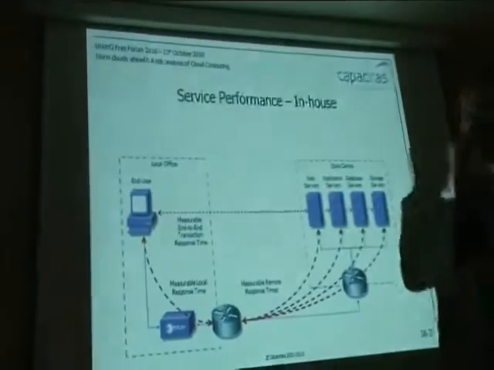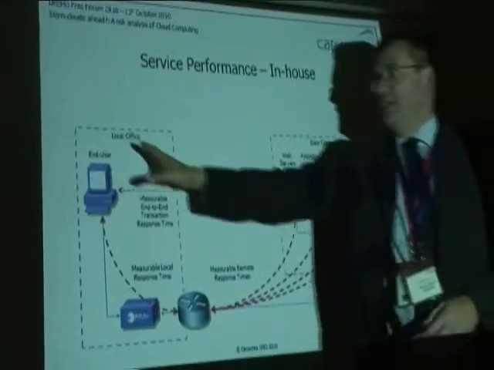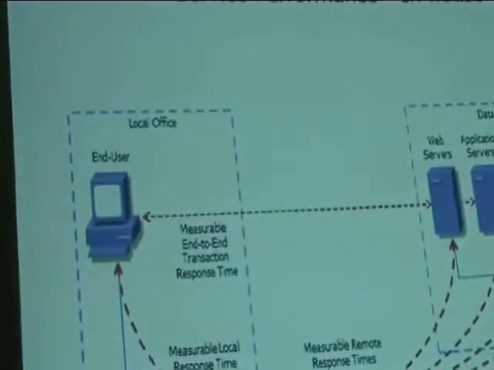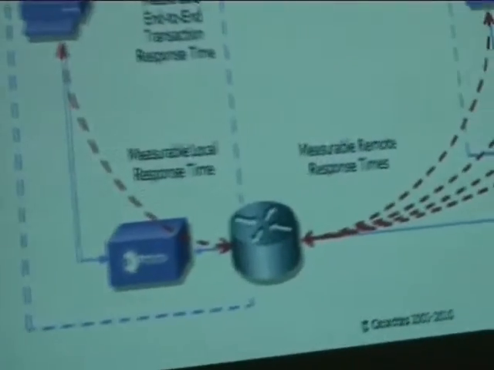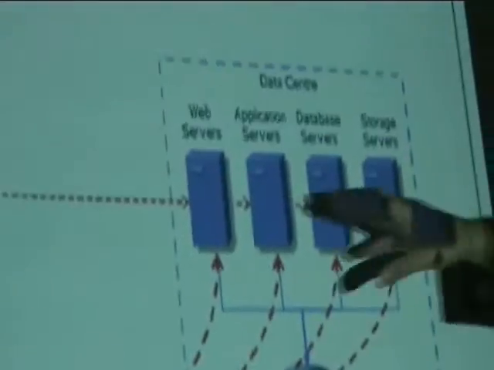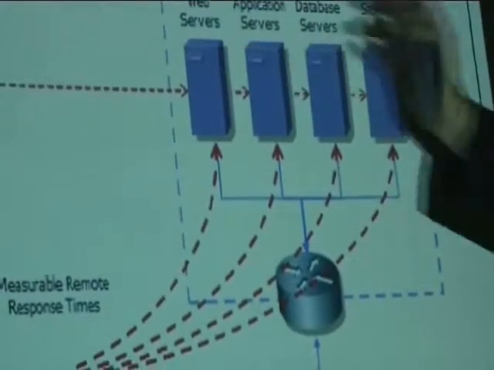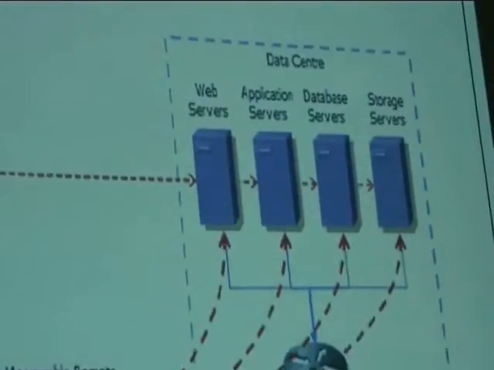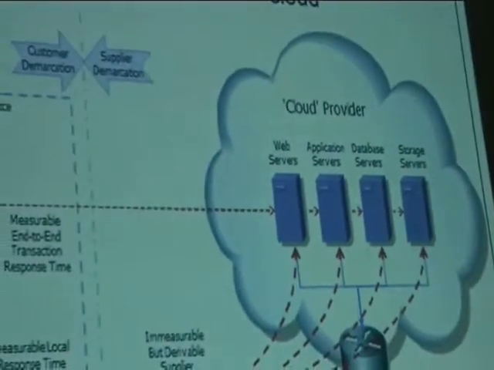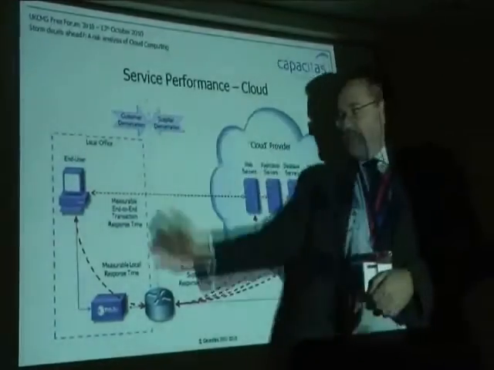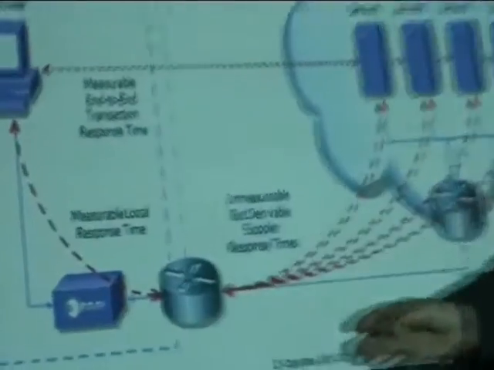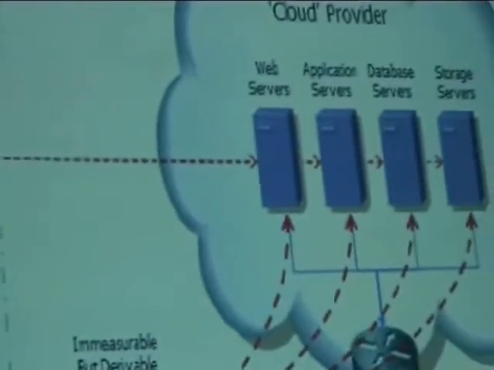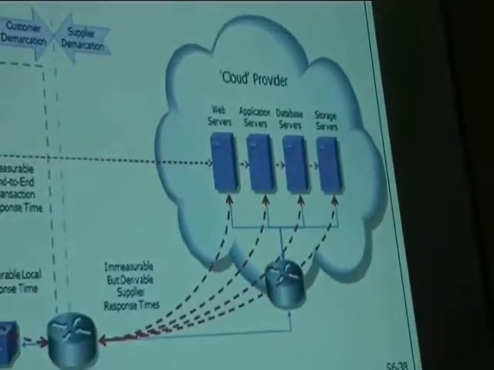So for instance, if you're doing your own computing in-house, somewhere you have some data center, you've got some measurable response time out of your local office, you've got some measurable remote response time here, and if you've got good monitoring, you can measure times between web servers and application servers and database servers and so on. However, the moment you move to a cloud provider, there's this demarcation here, and they won't necessarily give you information going past this point. Certainly the public cloud providers won't under their generic contracts. Private cloud providers, you need to negotiate on that.